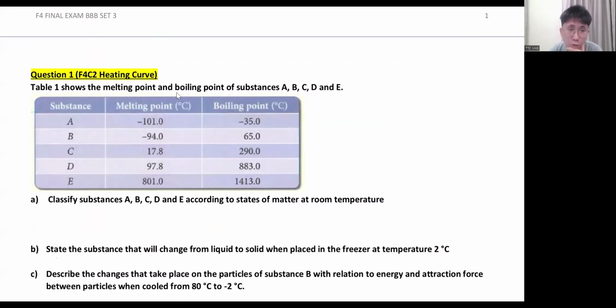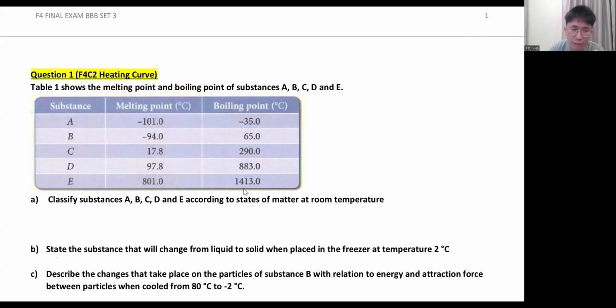So guys, inside here you see a question like this. You see substances A, B, C, D, E, and then the melting point and the boiling point. Okay, so guys, I always tell my students, if you see a question like this, first thing first is to identify what is before the melting point, what is after the melting point, and what is after the boiling point.